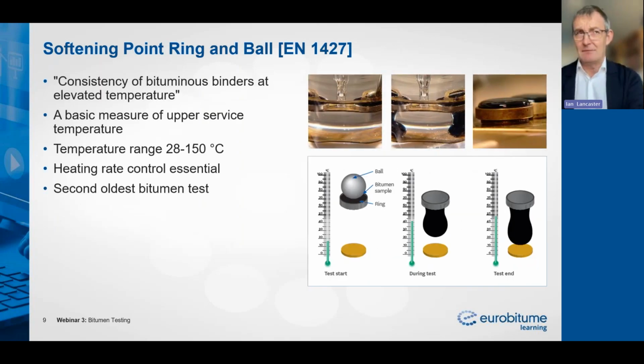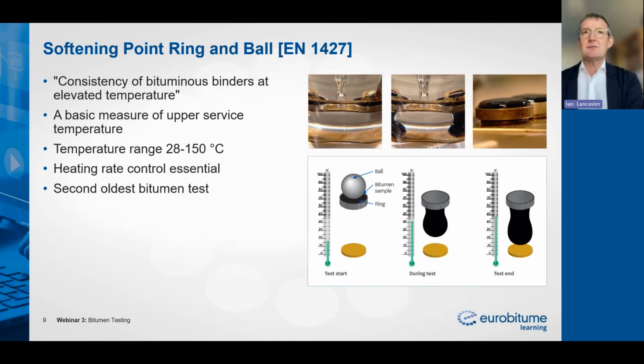Next, and the second most common test method really for bitumen and bituminous binders, is ring and ball softening point, EN 1427. In specification terms, we term this consistency of bituminous binders at elevated temperature. So penetration was consistency at intermediate temperature. Softening point ring and ball is consistency at elevated temperature. Well, we can again condense that down a little bit and describe it as a very basic measure of upper surface temperature of a bituminous binder.